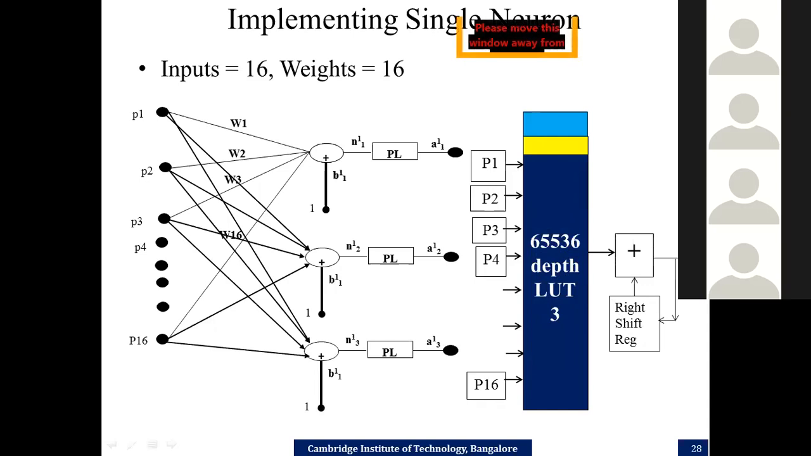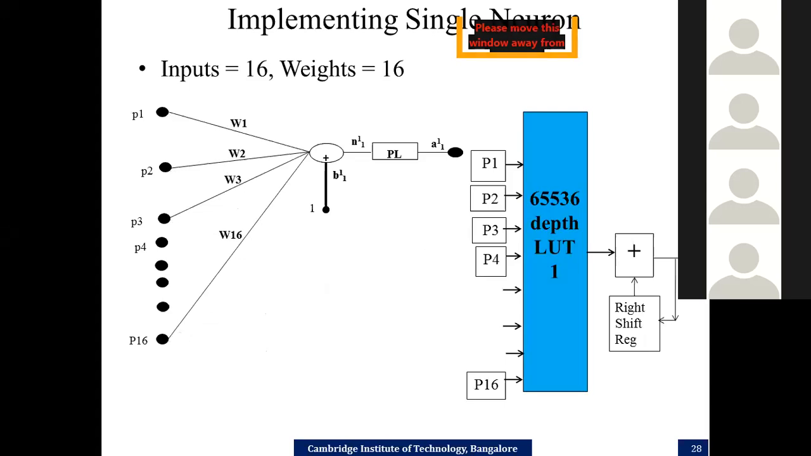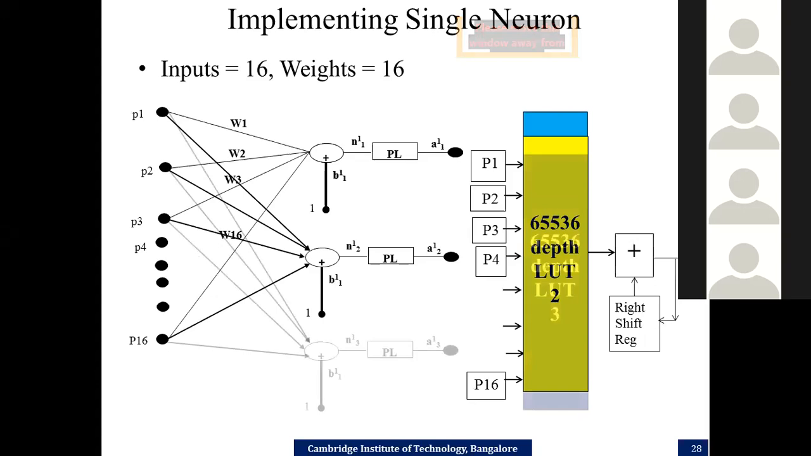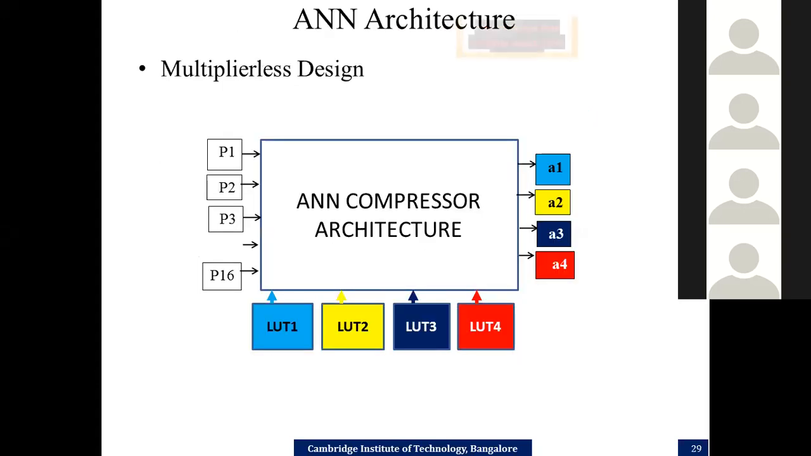So what I have done here is completely eliminate the multipliers. Instead of multipliers, you are replacing them with LUTs. So we have designed 4 LUTs now, and we know the content of these 4 LUTs, and we have pre-calculated it and are using that to design the structure. Now let us go to the actual architecture.